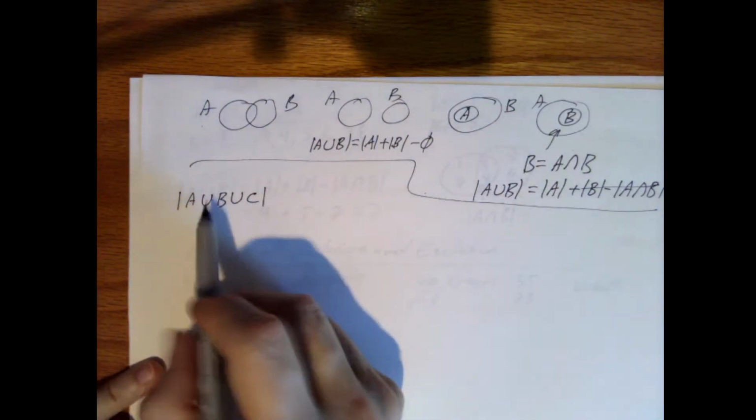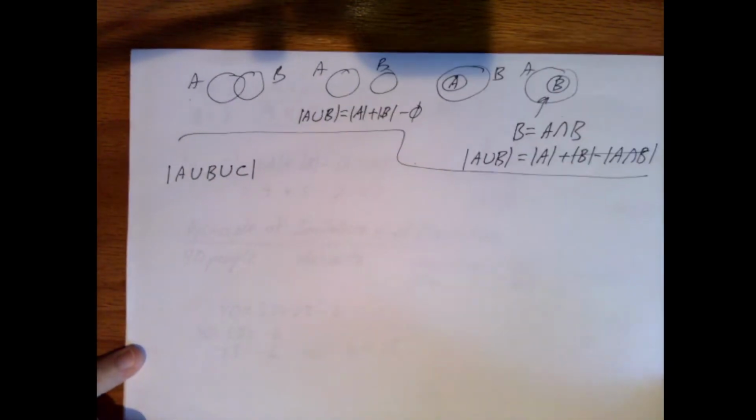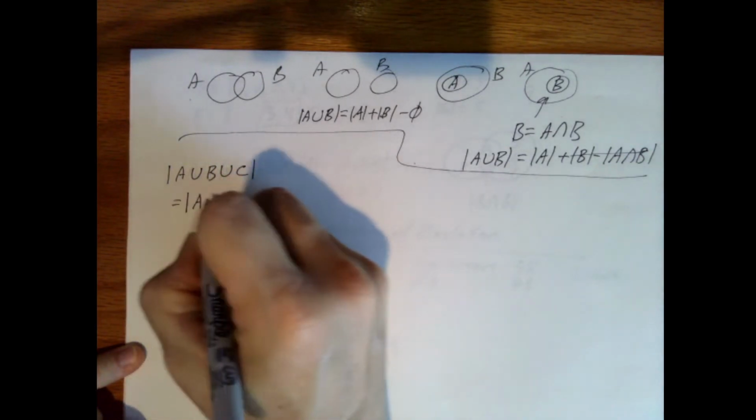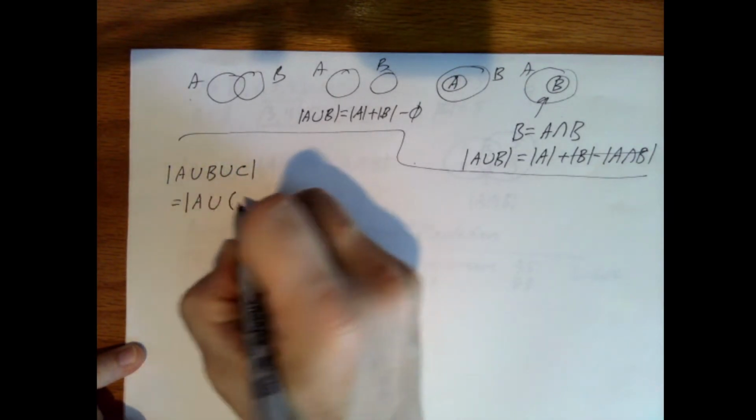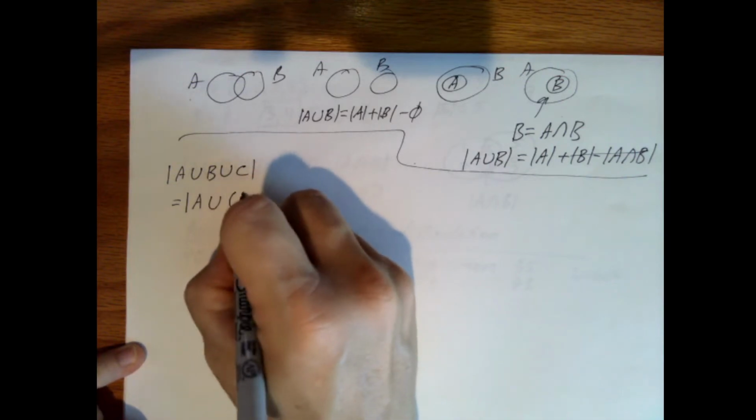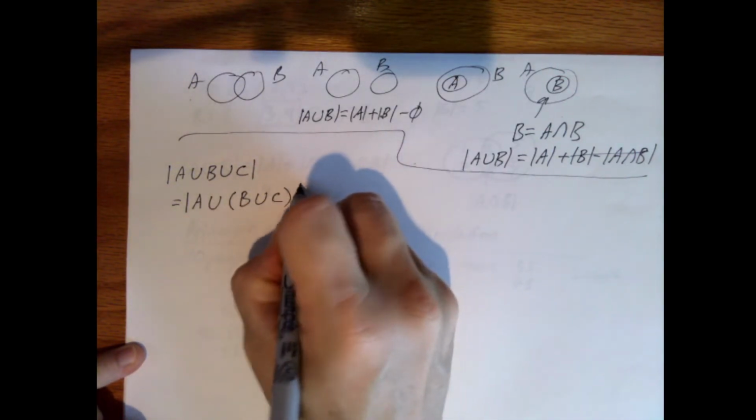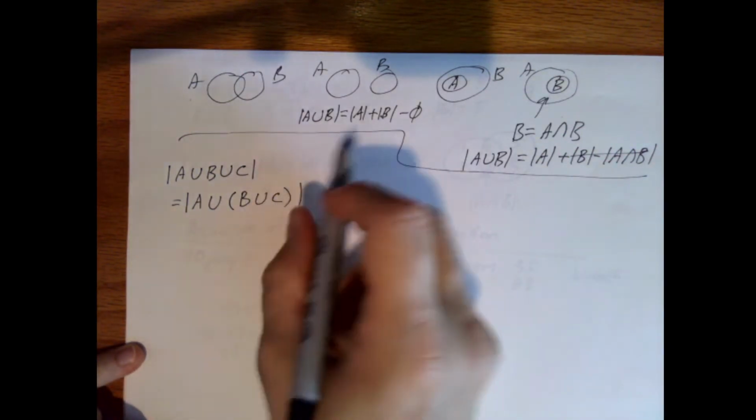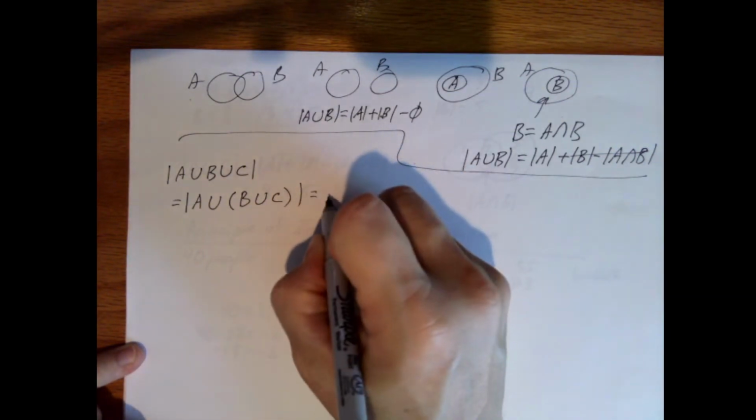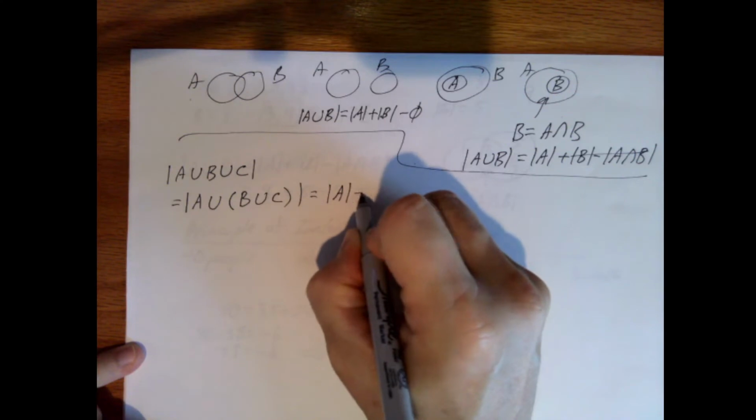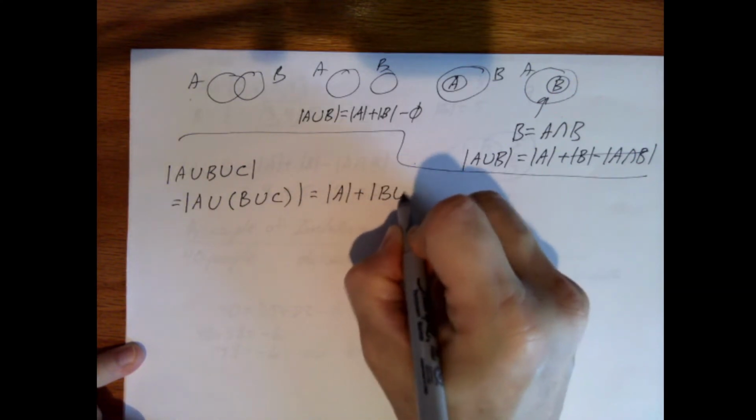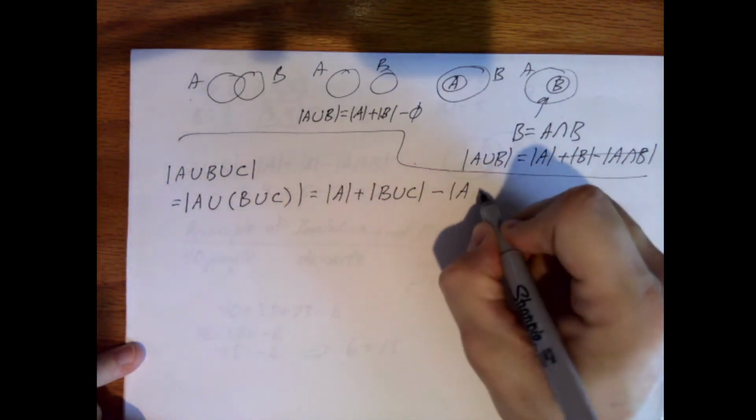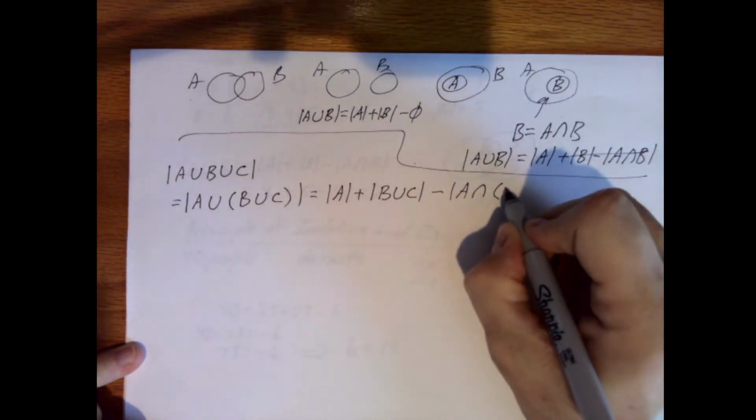So remember that when we think of our properties of sets, we have the associative property. So this right here is equal to the union of A with the set that results from the union of B and C. So this is a set. We could think of this as D. And so if we go back and use our rule, this becomes the cardinality of A plus the cardinality of B union with C, whatever that set is, minus the intersection of A with the union of B and C.